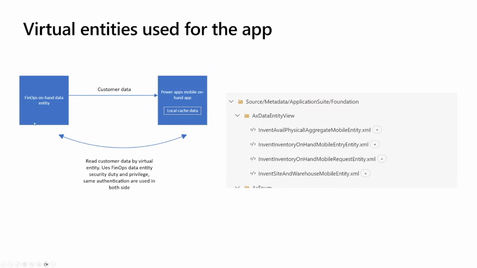Here is a brief architecture of how the data flows across the platforms. We have the Dynamics on-hand inventory data entity, and then it is cached into this virtual entity in Dataverse. On top of that, we have this mobile app. As mentioned previously, all the security, duties, privileges, and authentication are used from both sides. On the right side is a list of the virtual entities we built, and you should be able to view them in your Dataverse environment that is used to support this mobile app.